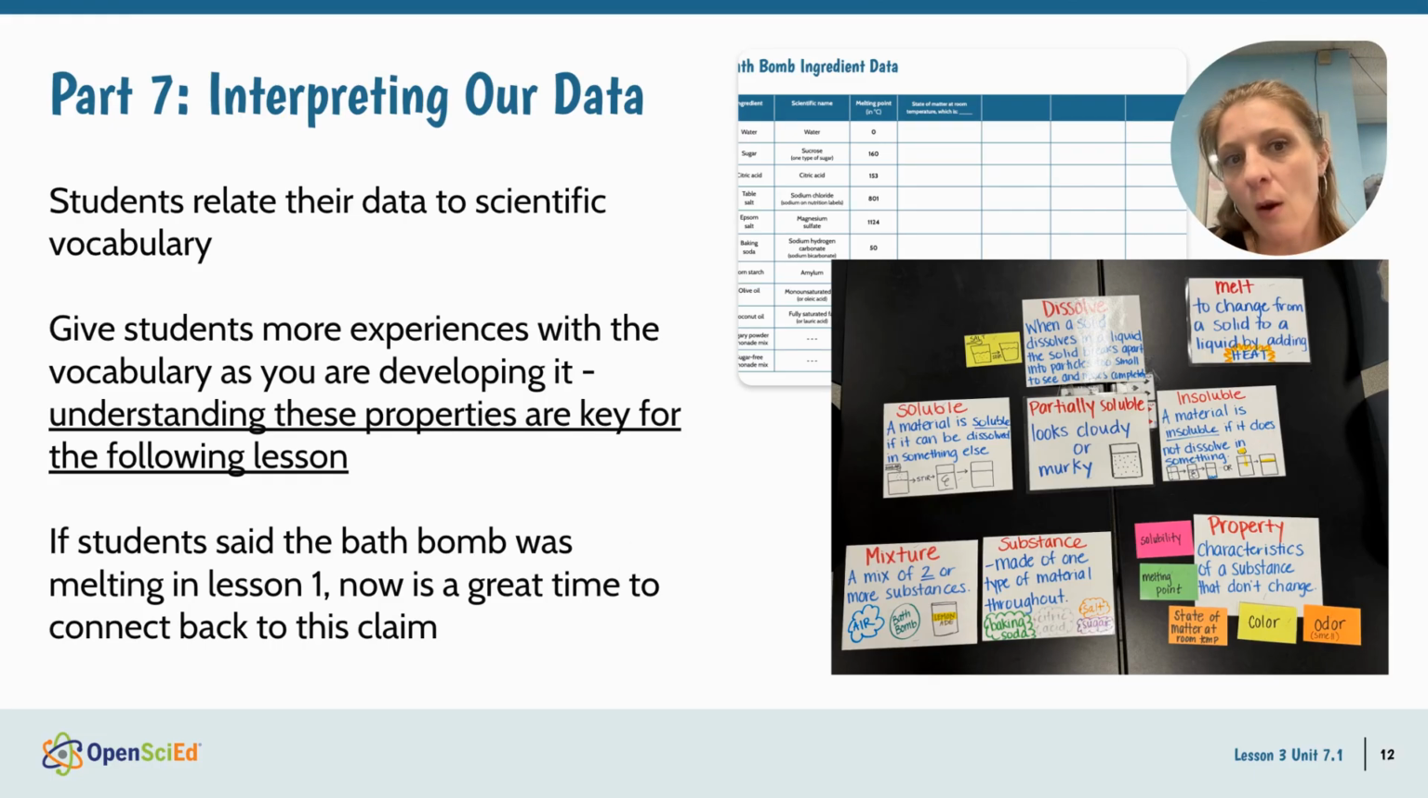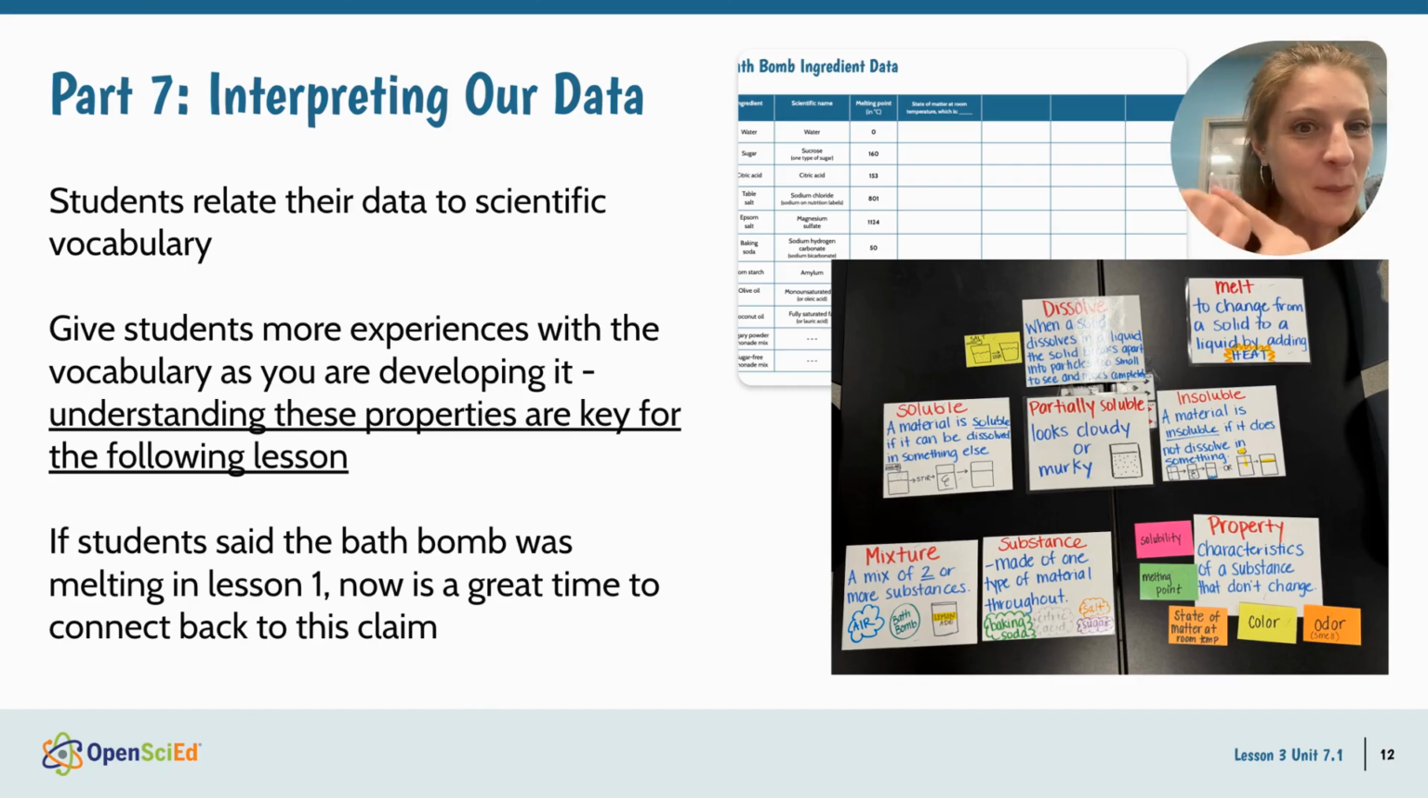One thing that I always notice is really great for my students is usually in my consensus model from lesson 1, there are 1 or more students who say that the bath bomb was melting. Now is a great time for you to come back to that claim because they can define what the word melt means, especially after experiencing coconut oil.